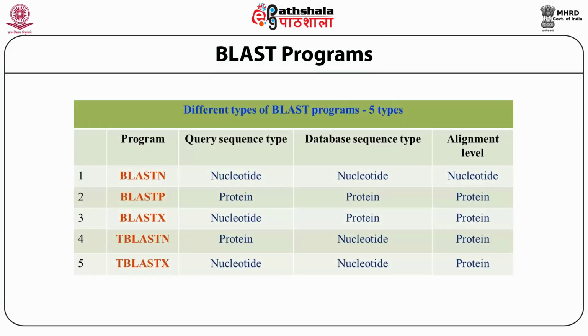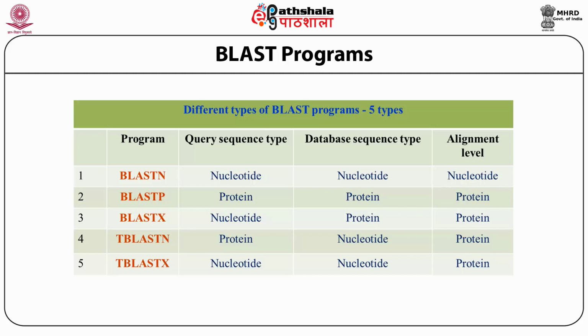So we have seen how the BLAST output comes out. We have different types of BLAST programs. The example which I showed was with protein sequences. But apart from protein BLAST, there are 5 types of BLAST programs. One is called BLASTN, that means you use a nucleotide as a query sequence and you search against the nucleotide database, and your alignment will be at the nucleotide level.